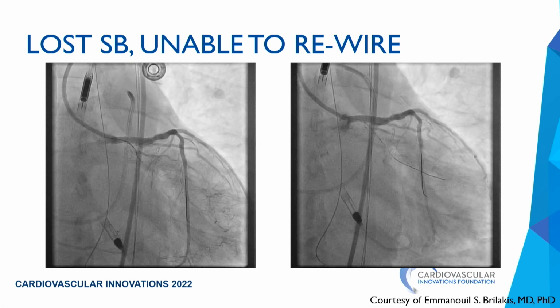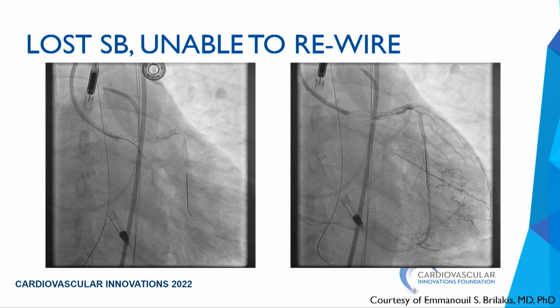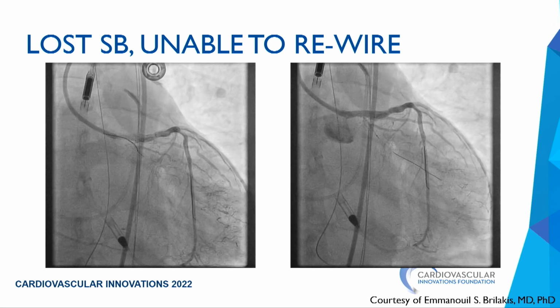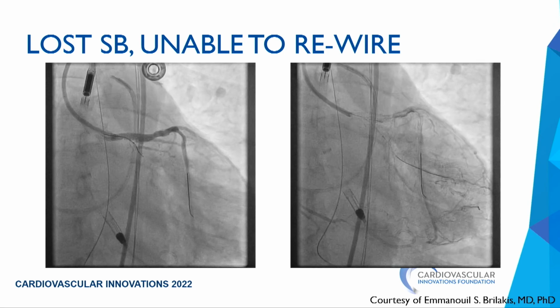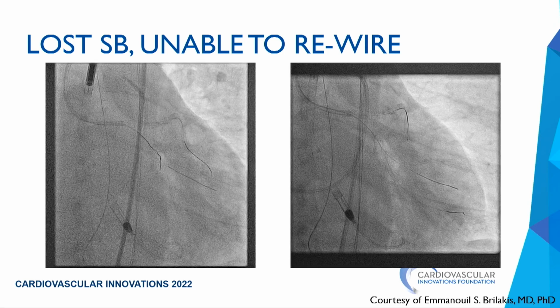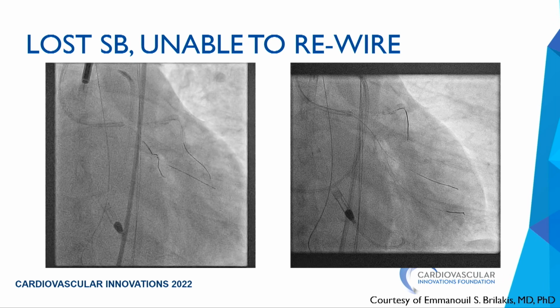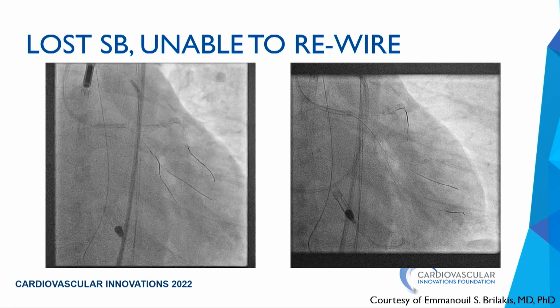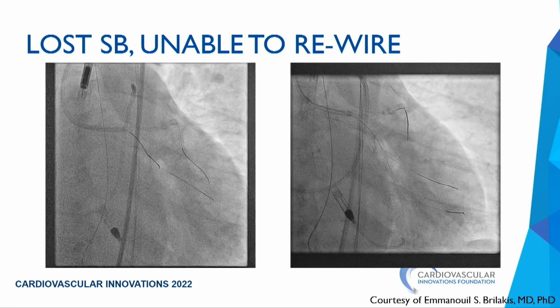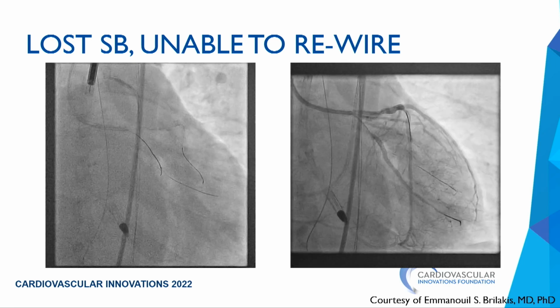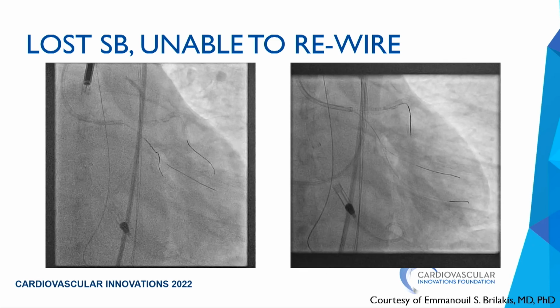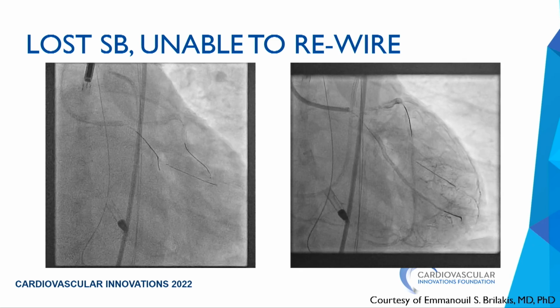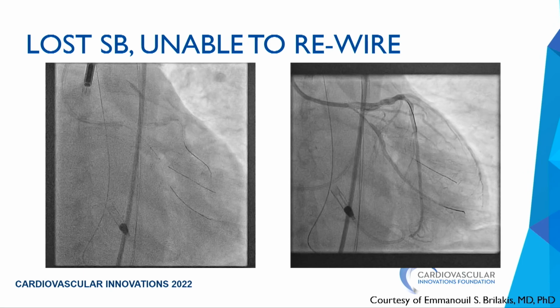So this is a circumflex CTO. It was expertly wired. There are two obtuse marginals. The obtuse marginal bifurcates here. The first obtuse marginal was wired with a primary antegrade strategy. A twin pass catheter was used to wire the inferior branch. And the lower branch was treated as the main vessel in this particular case, and it was stented.